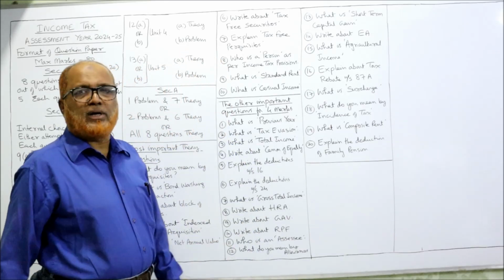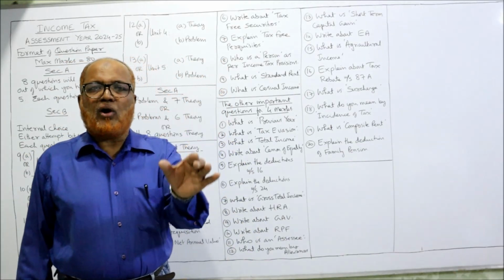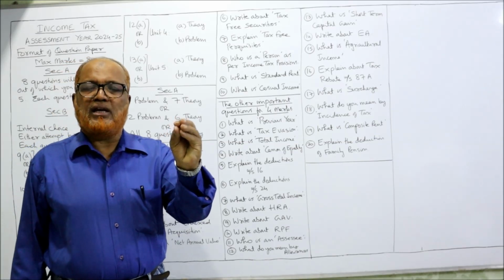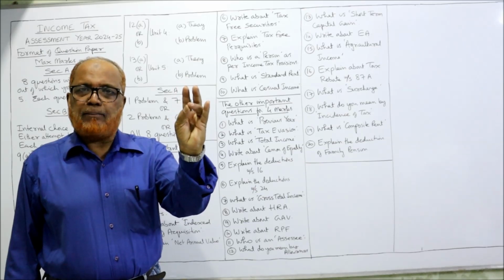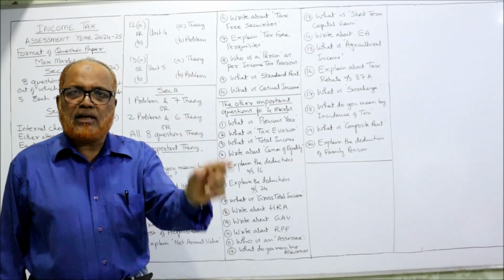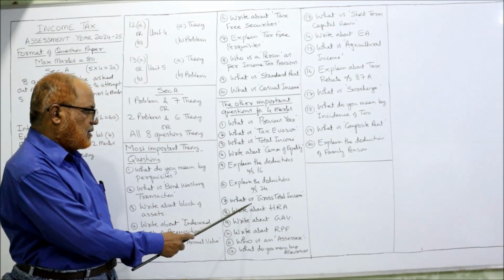Then comes what is gross total income. The aggregate of income under 5 heads. Income from salary, income from house property, profits and gains of business and profession, capital gain, other sources. The total income under 5 heads is called gross total income.